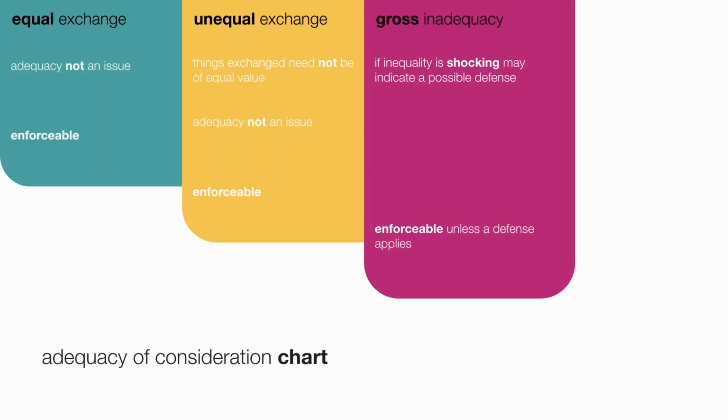So what about what we might term gross inadequacy, meaning that there's not just a minor unevenness or unequalness to the exchange, but a shocking inequality in what's being exchanged. We need to understand that, again, typically adequacy is not going to be an issue. That's our general rule. It would prevail here, so it would still be enforceable.